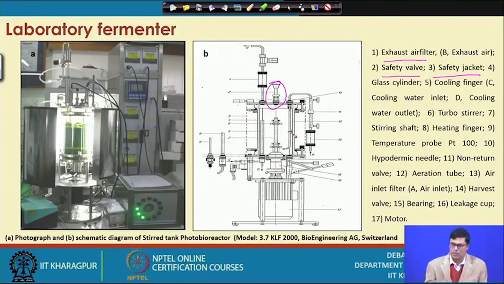So, if it is made of glass, there are two types of sterilization technique we have, one is called in situ and the other in vitro.